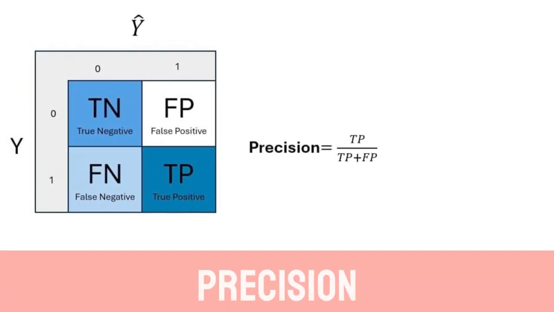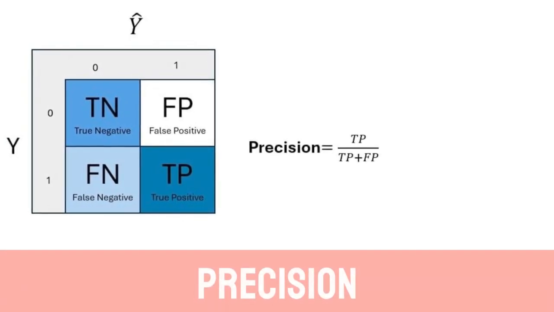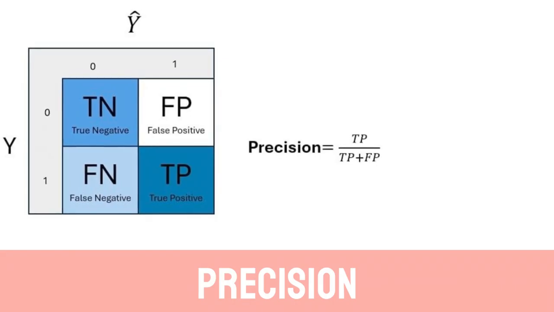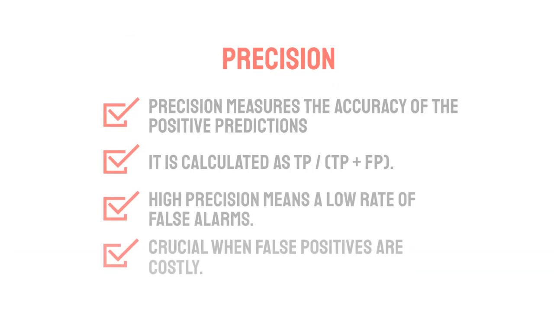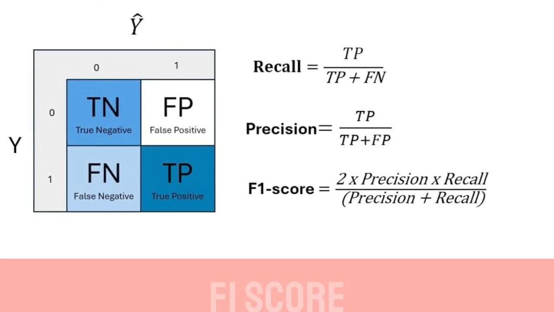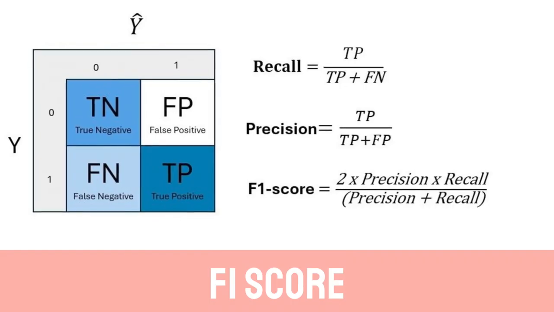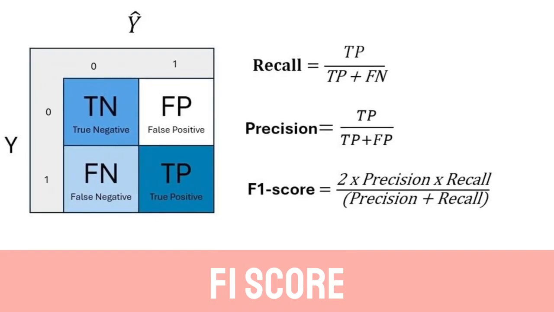Precision measures the accuracy of a model's positive predictions. It answers the question, of all the positive predictions the model made, how many were actually correct? Using the spam example, precision tells you out of all the emails the model said were spam, how many were actually spam.